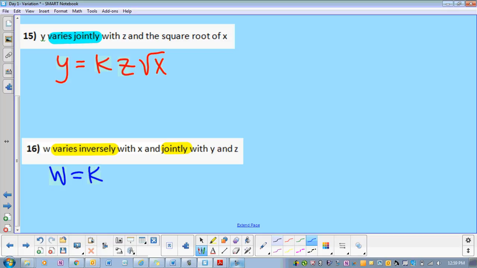So where does X go? On the bottom. Y and Z go on the top. Why? Because it's joint. Good. Jointly means it's like direct, right? Y and Z have to go on the top. Did you guys get this? I did. Good. If you did not get this, then just let us know, okay? We'll come over.